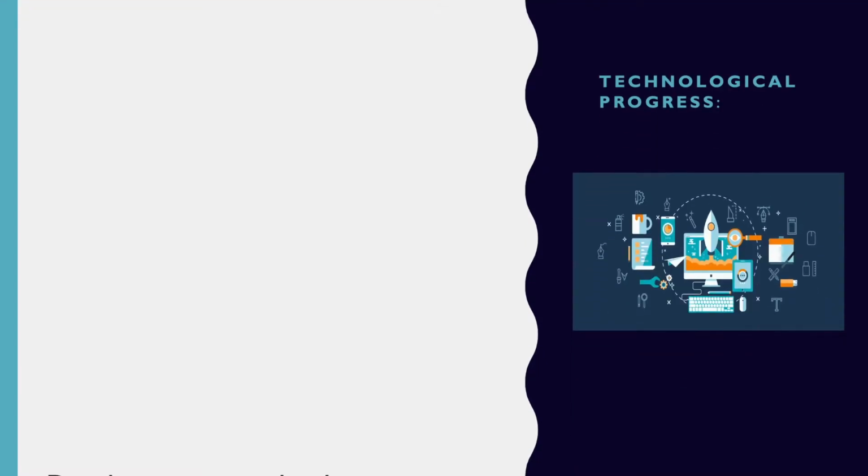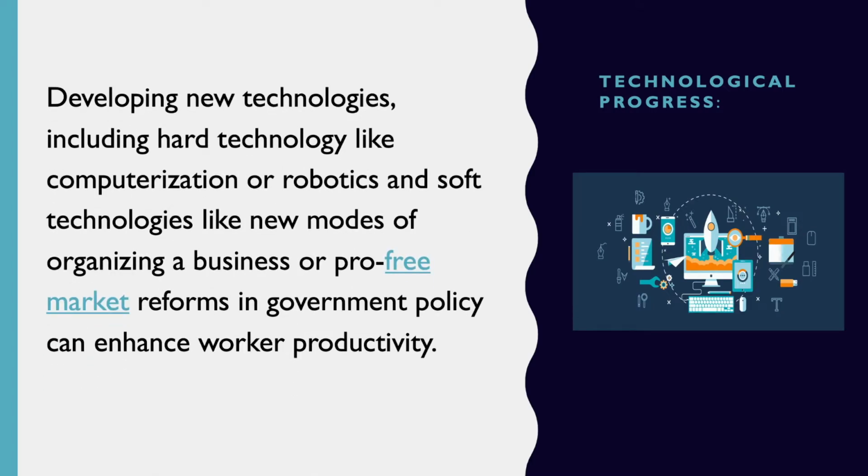The third one is technological progress. Developing new technologies, including hard technology like computerization or robotics, and soft technologies like new modes of organizing a business or pro-free market reform in government policy, can enhance worker productivity.